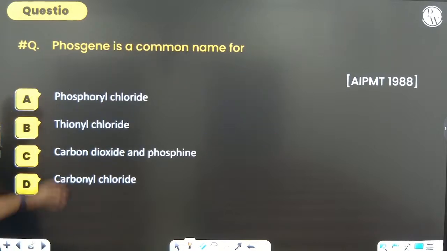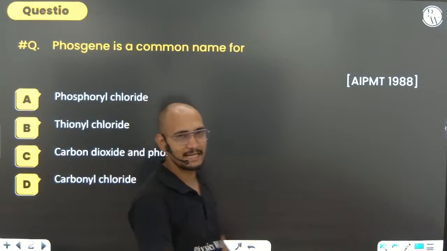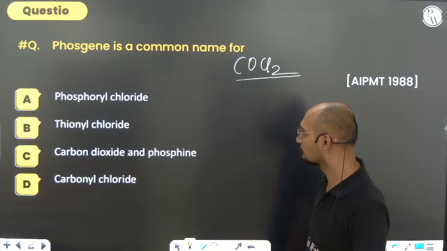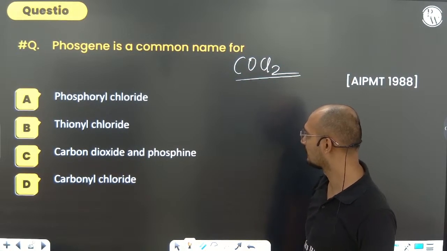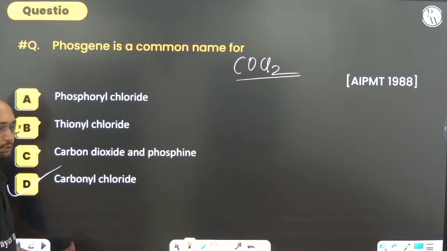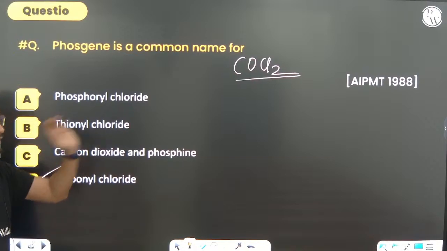आगे बढ़ो. Phosgene gas is a common name for COCl2. Okay. So carbonyl chloride. COCl2. Okay. Any doubt? How do we form it?